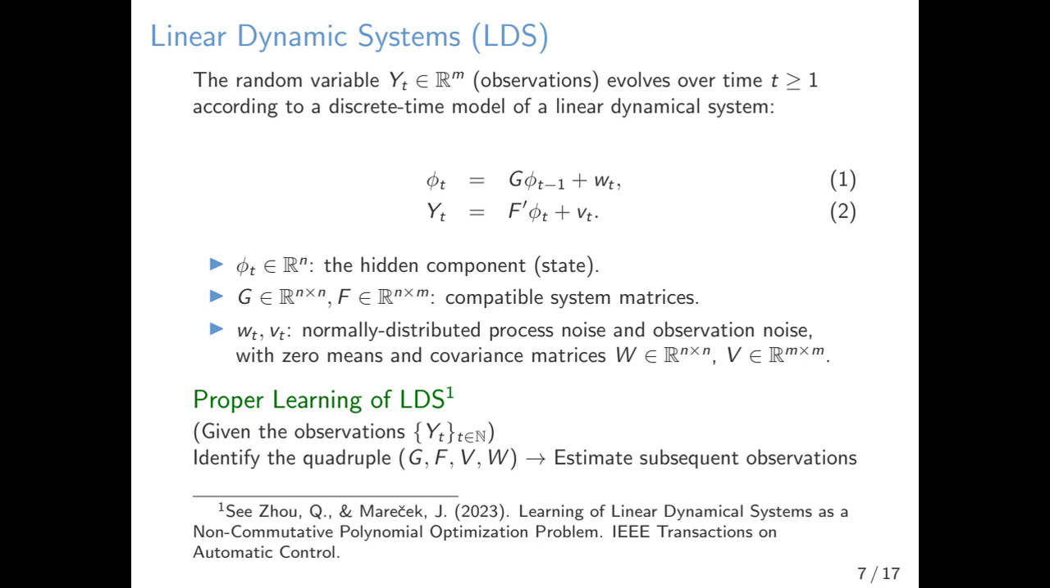Suppose we are given the observations Y of a linear dynamic system, while this system is unknown. If we can identify the system matrices to recover the linear dynamic system, then we can use this recovered system to make predictions. The problem we propose is called proper learning of linear dynamic systems. To solve this problem, we use technology from non-commutative polynomial optimization, and we explain the details in another paper.